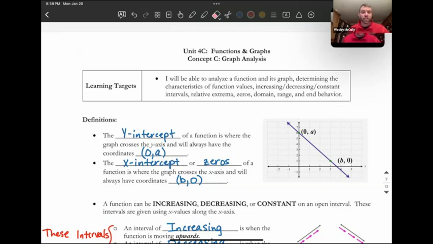Okay, we'll start with the definitions. The y-intercept of a function is where the graph crosses the y-axis and will always have the coordinate (0, a). And again, a is the value of y where it touches the axis. The x-intercept, or zeros, of a function is where the graph crosses the x-axis and will always have coordinates (b, 0), and b is where it touches the x-axis.